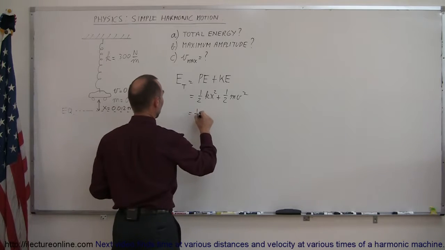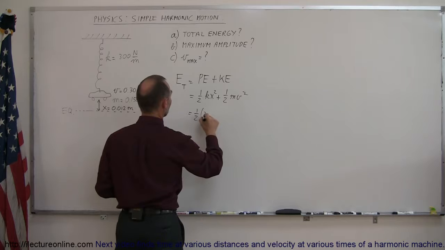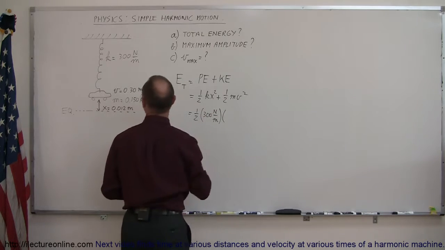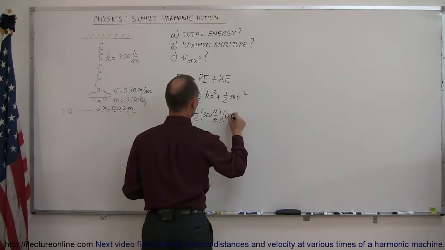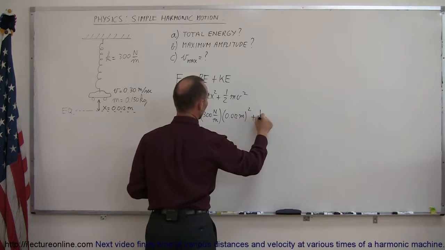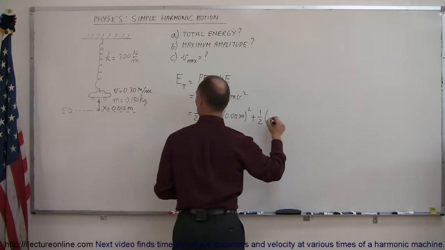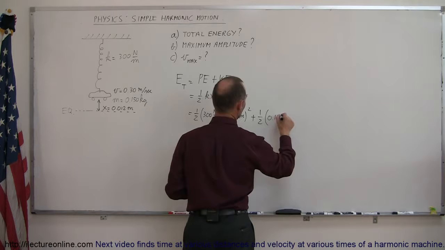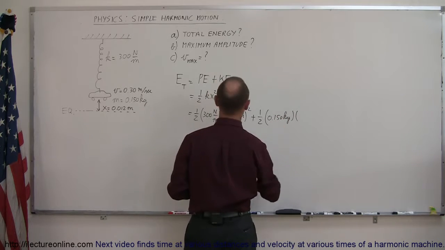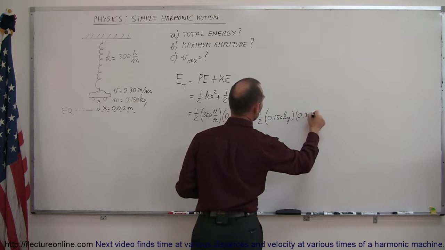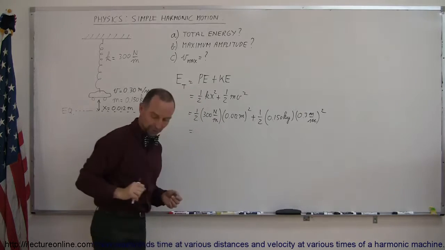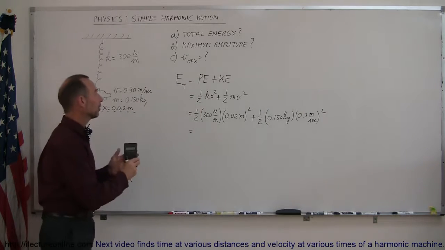So this is equal to 1/2 times k, which is 300 newtons per meter, times x squared. X is 0.012 meters, and we have to square that, plus 1/2 times the mass, which is 0.150 kilograms, times the velocity squared, and the velocity is 0.3 meters per second, and we have to square that. All right, so let's figure out what each of the individual energies are.